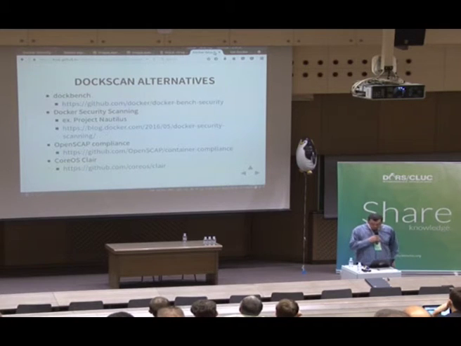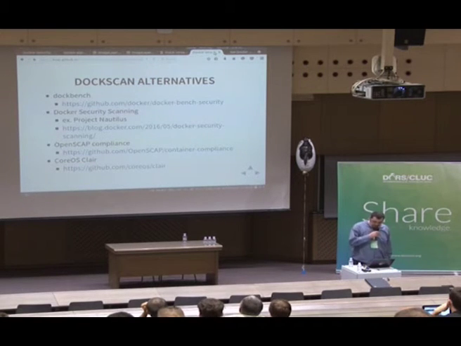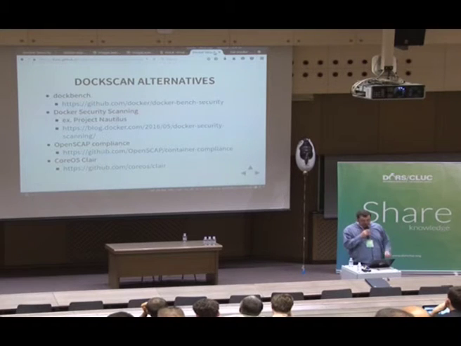There are also DOCKSCAN alternatives. I'm not the only one. They say this year will be like a year of container vulnerability scanners, because they released 4 of them right now. One is DocBench, which is released by Docker guys themselves. It's actually shell scripts which just check the basic things from the CIS benchmark security. So it will not find if your ALPINE image, for example, has this problem.